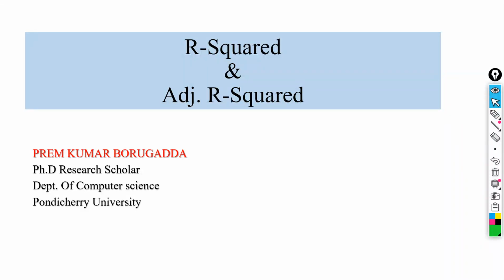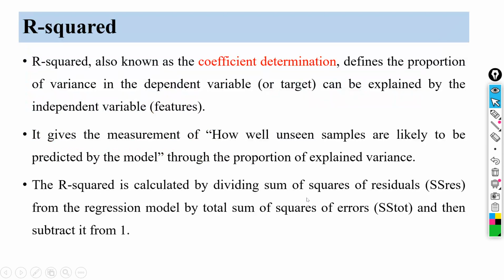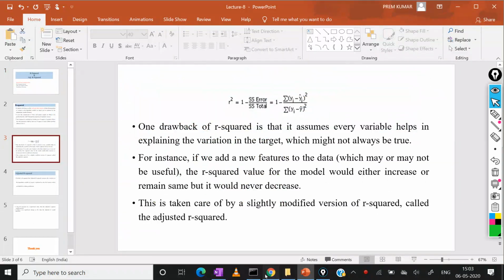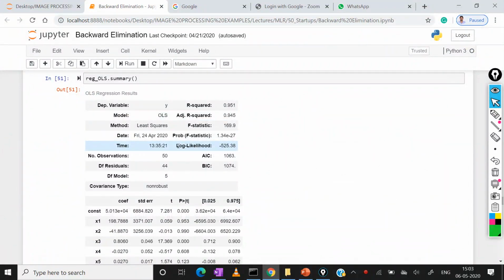Hi friends, today we are going to discuss the topic R square and adjusted R square. Before going to this topic, first we have to go to the previous lecture. We already discussed the backward elimination method. In the backward elimination method, this is our previous lecture video results. In these results, this is the terminal, and this is the topic we are going to discuss today: what is the difference between R square and adjusted R square. So this is our topic.